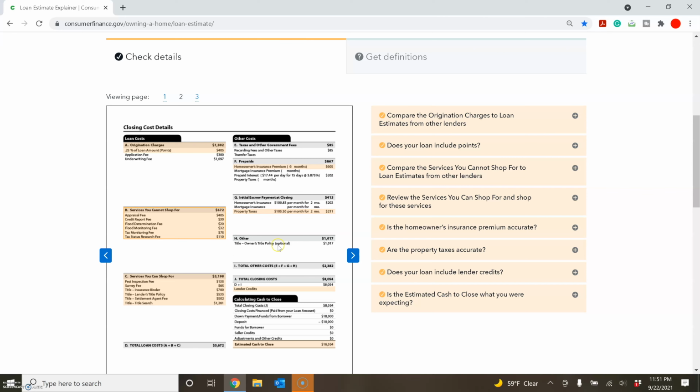Okay, so owner's title policy. This is going to be a title fee, and it's also something you can shop around with. If you don't like it, you think it's too high, you can try another title company. But it is going to typically be on there. A lot of times it's optional, but if you don't put it on, the title company will sometimes make up that fee by charging you something else.